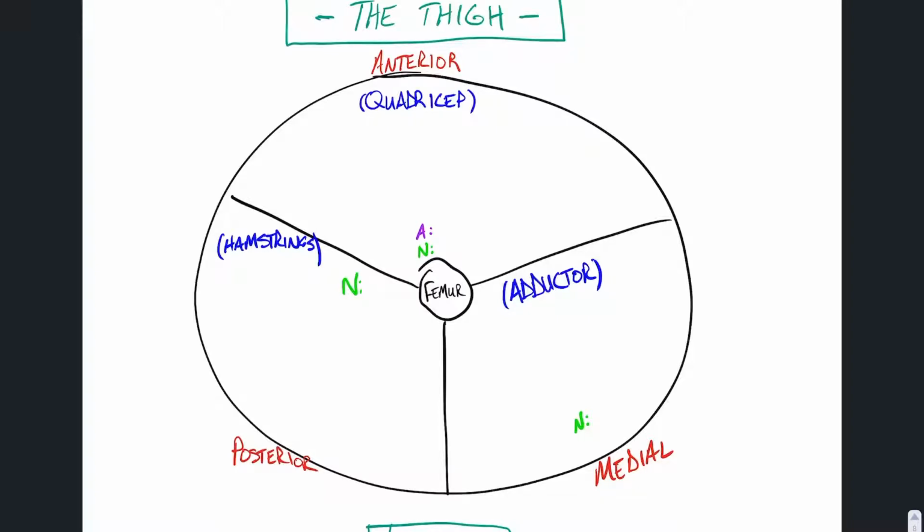All right, so let's begin. In the quadriceps, we have 5 muscles. And I'm going to write them in this order because this order is actually the way that they're laid out in the leg.